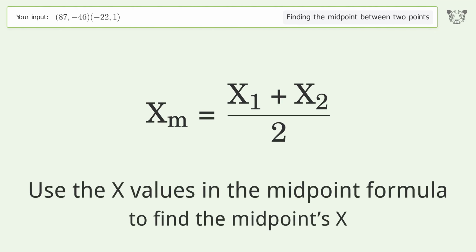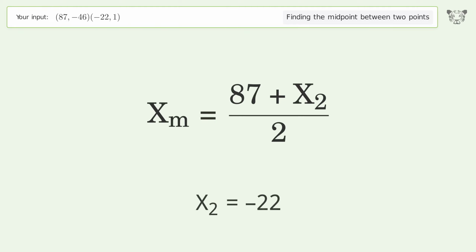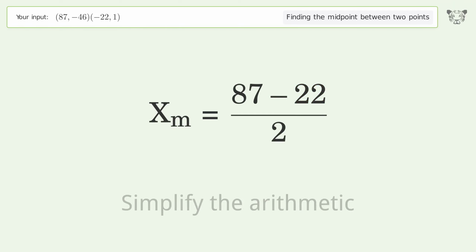Use the x values in the midpoint formula to find the midpoint's x. x1 equals 87. x2 equals negative 22. Simplify the arithmetic.